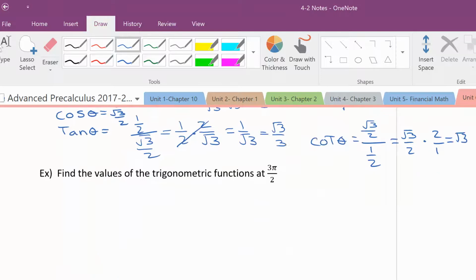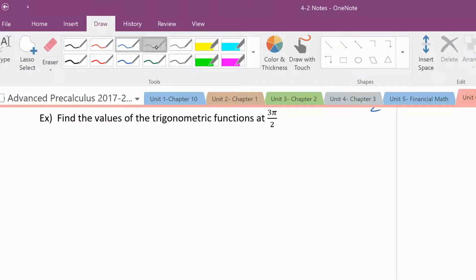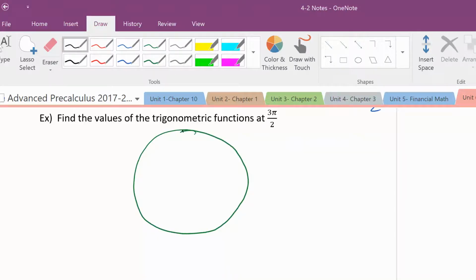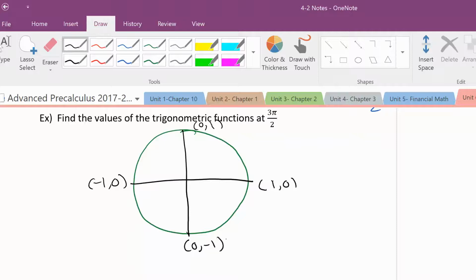Now to find the values of a quadrantal angle, remember a quadrantal angle is one that lies on the axis. You have to remember the first picture that we drew of the unit circle, where this was (1, 0), (0, 1) here, (-1, 0), (0, -1). 3π/2, remember, starts here and rotates to this y-axis here. So here's your x and here's your y.